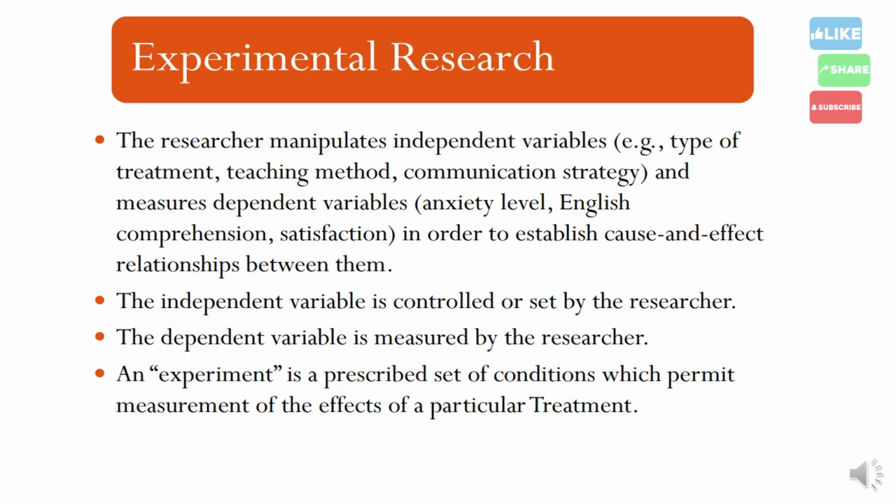Now we have experimental research. In this, the researcher manipulates independent variables, for example, type of treatment, teaching method, and communication strategies, and measures dependent variables, including anxiety level, English comprehension, and satisfaction, in order to establish a cause and effect relationship between them. The independent variable is controlled or set by the researcher. On the other hand, the dependent variable is measured by the researcher. So an experiment is a prescribed set of conditions which permit measurement of the effect of a particular treatment.